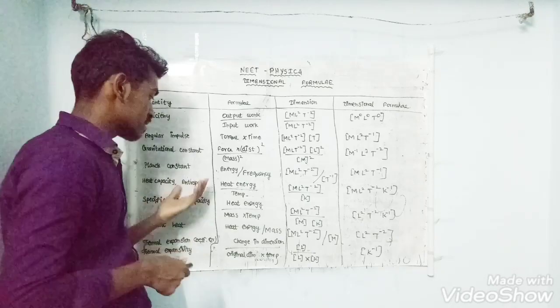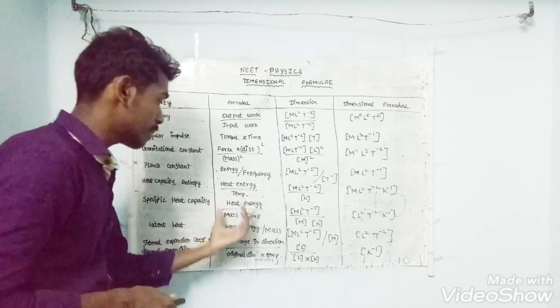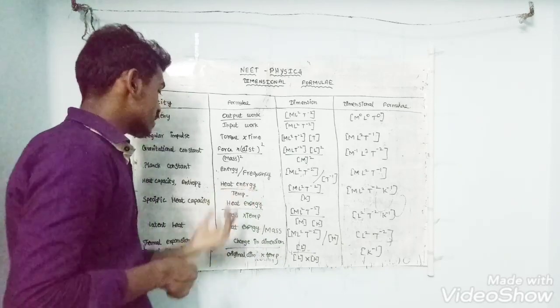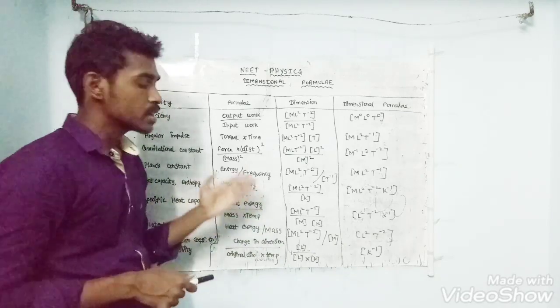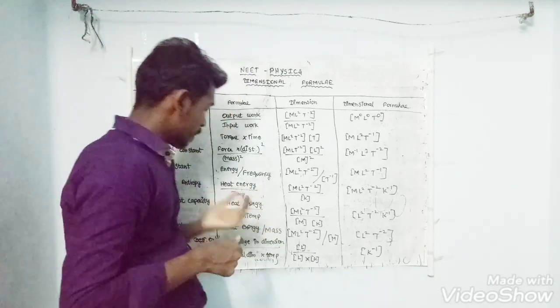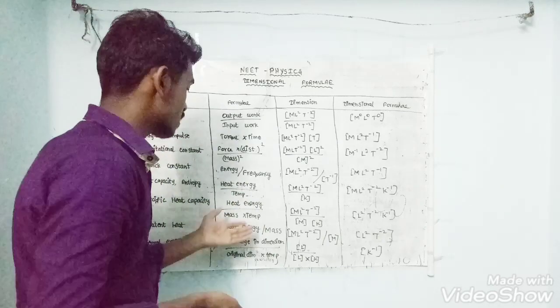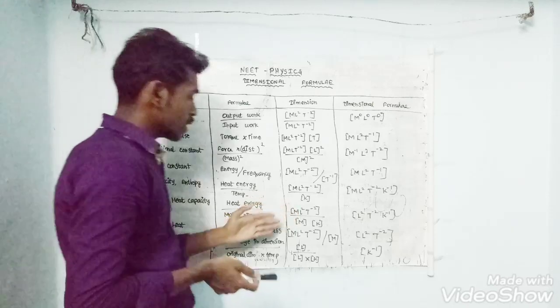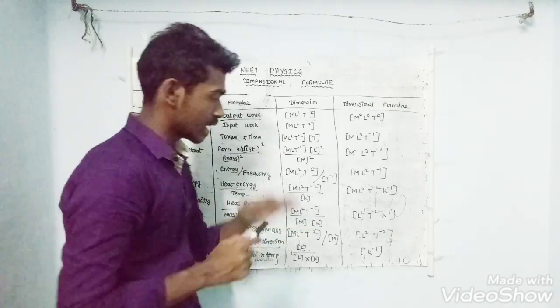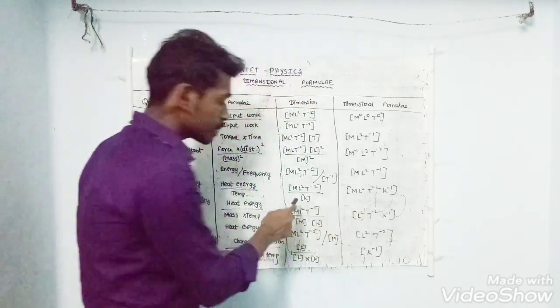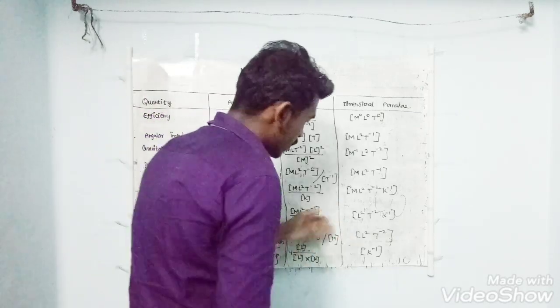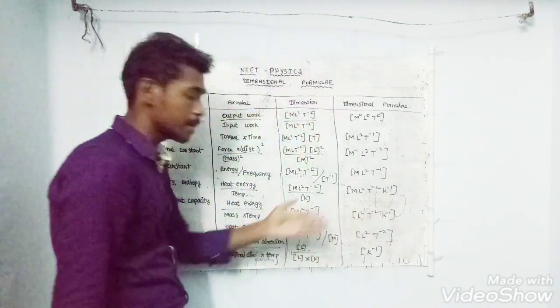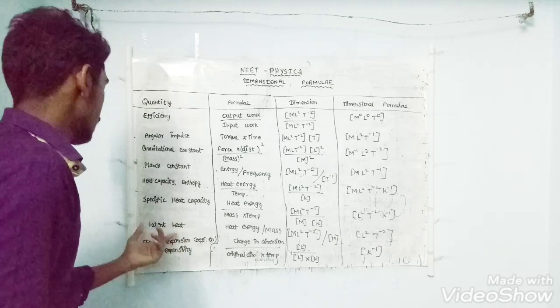Specific heat capacity is heat energy by mass into temperature. Heat energy is energy, ML²T⁻², by mass, which is M, and temperature, which is Kelvin, as you have already seen in the previous quantity. So ML²T⁻² by M into K. The M will cancel each other, and the final formula is L²T⁻²K⁻¹. That's the only final thing.